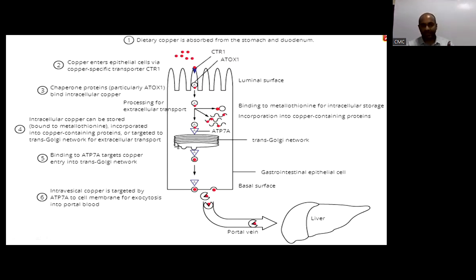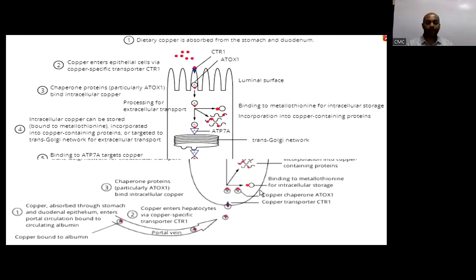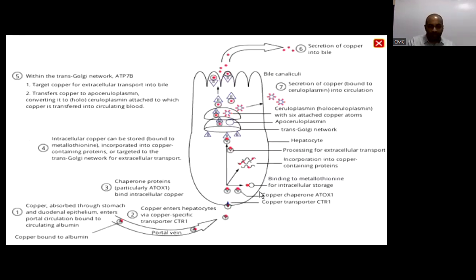ATP7A is the protein involved in Menkes disease. After copper is bound to ATP7A, it is targeted to the trans-Golgi network, and the intravesicular copper is targeted by ATP7A to the cell membrane for exocytosis into the portal blood. Once in the blood, it is weakly bound to albumin. Now, what happens in the hepatocytes?